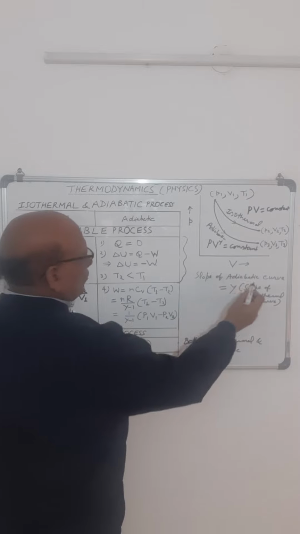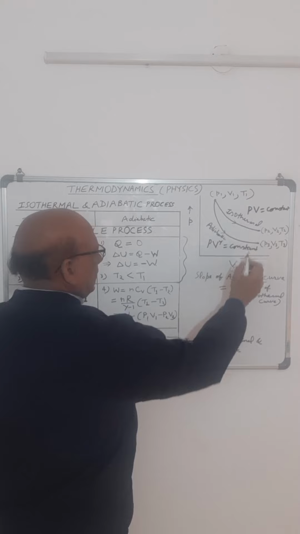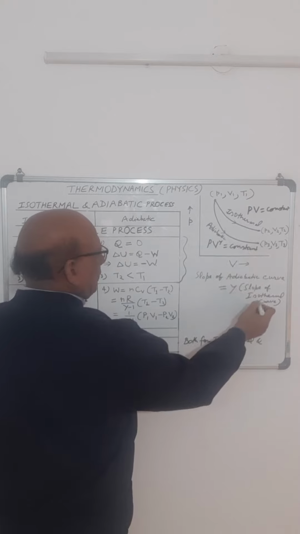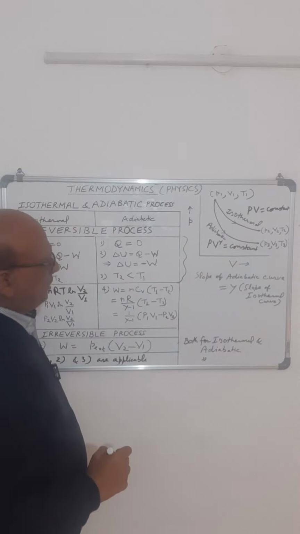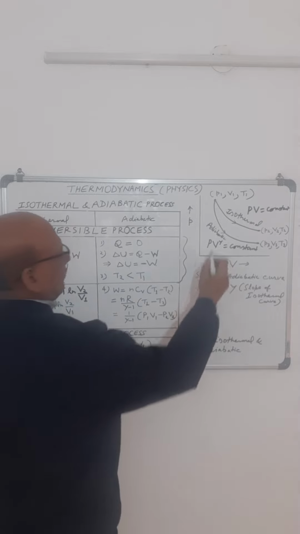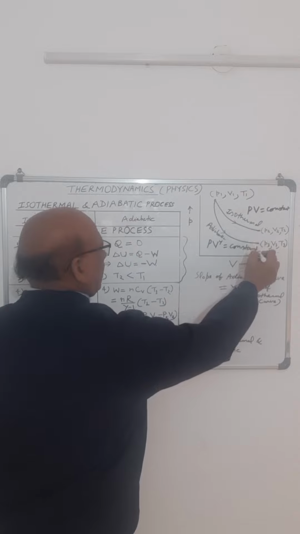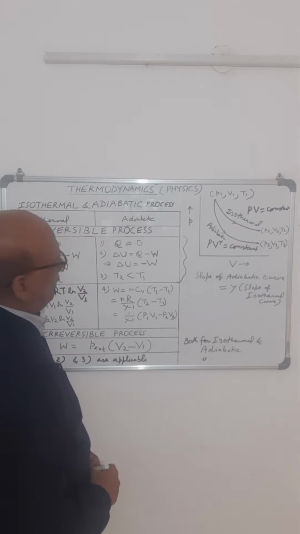And we see that the slope of adiabatic curve is higher as compared to isothermal curve. That means it is gamma times that of isothermal curve. So we say that adiabatic curve is steeper as compared to isothermal. Okay. And the work done in isothermal process is higher as compared to adiabatic process because work done is given by the area under the PV curve.